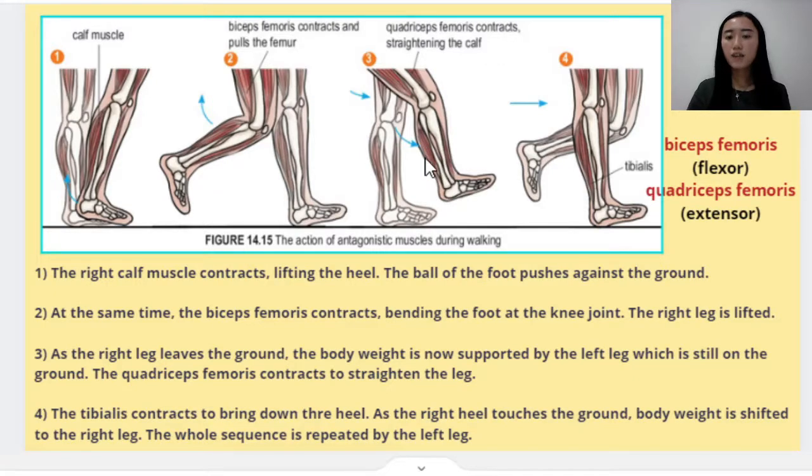As the right leg lifts off the ground, the body weight is now supported by the left leg, which is still on the ground. And the quadriceps femoris contracts to straighten the leg. And lastly, the tibialis contracts to bring down the heel. As the right heel touches the ground, the body weight is shifted to the right leg. The whole sequence will be repeated by the left leg now.